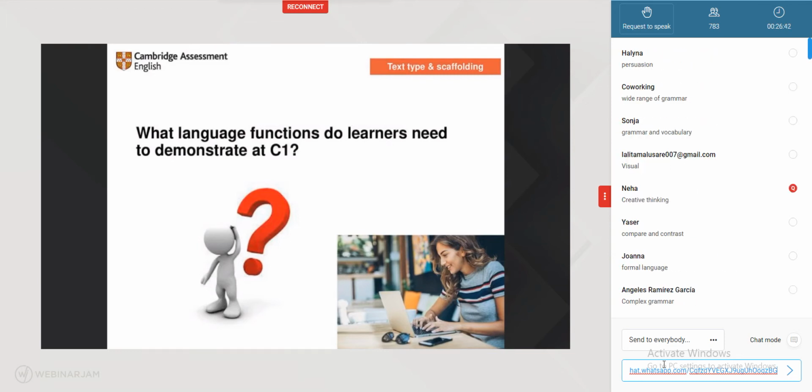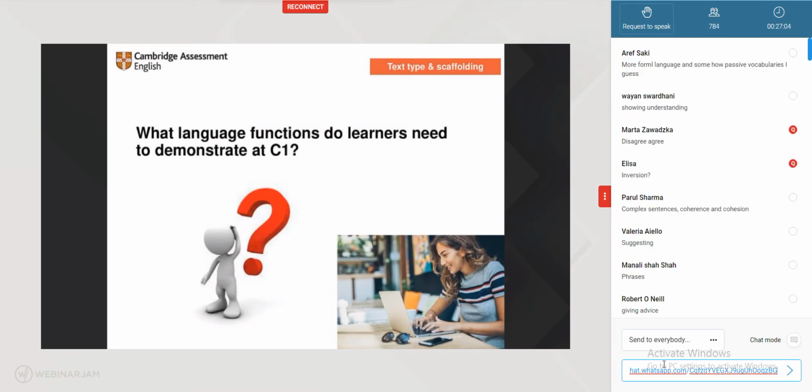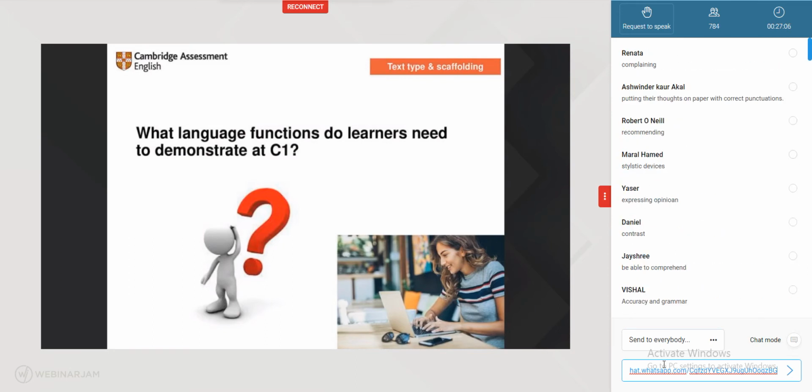Cohesion and coherence. There's Sarah comparing, suggesting, evaluating, arguing, phrases, grammar and vocab, persuasion, yes, persuading, influencing, interpreting, lovely, evaluating, yes. Do we have these on the next slide, Victoria?